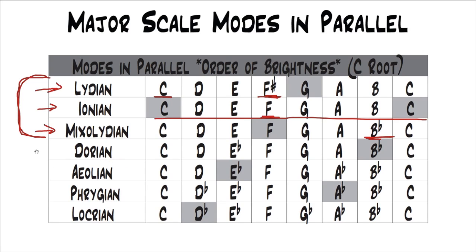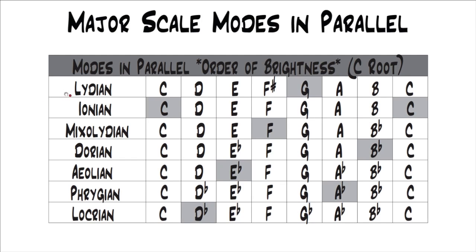The next darkest is Dorian, and that's because it's taking Mixolydian and flatting the 3, so it has a flat 3 and a flat 7. The next darkest is Aeolian, and that's taking Dorian and flatting the 6, so it has a flat 3, flat 6, and flat 7. Next darkest is Phrygian, that's taking Aeolian and flatting the 2nd, so you have a flat 2, flat 3, flat 6, and flat 7. And then your darkest by far is Locrian, and that is taking the Phrygian and flatting the 5th as well. So you have a flat 2, flat 3, flat 5, flat 6, and flat 7.